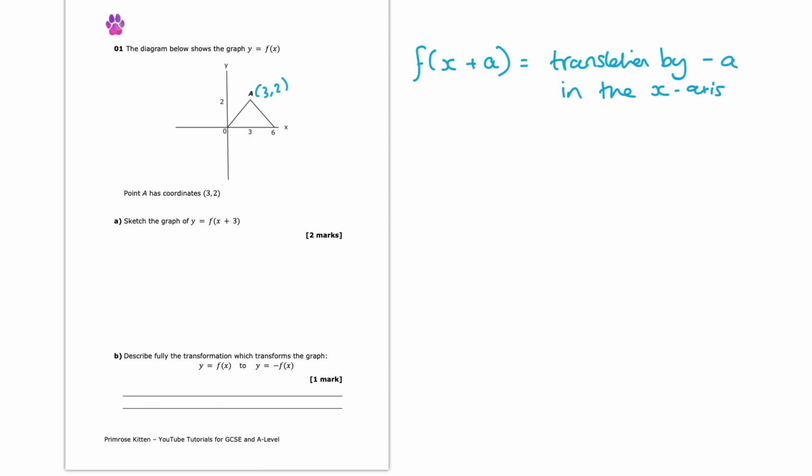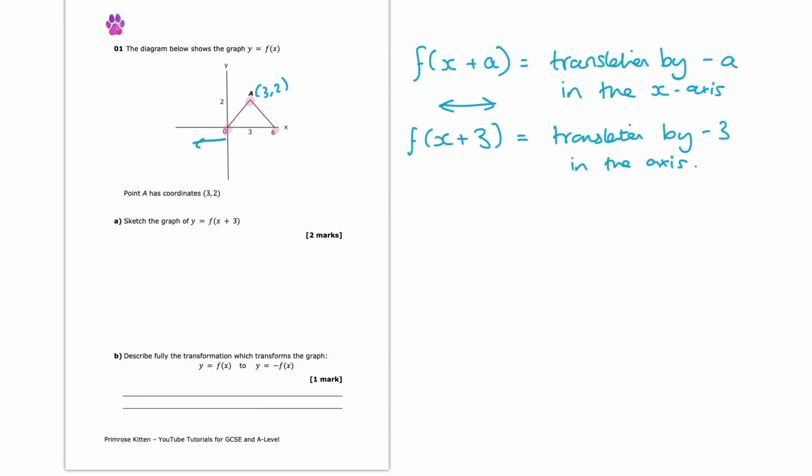So whenever it is a plus or minus inside the brackets, we know we're dealing with the x-axis, moving left or right. But likewise, if it's plus a inside those brackets, then it's actually going to go backwards. It is going to go to the left instead of to the right. So in this case here, because we're looking at f(x plus 3), this is going to be a translation by minus 3 in the x-axis, which means that any significant x coordinates that we know here, we want to move them 3 to the left.